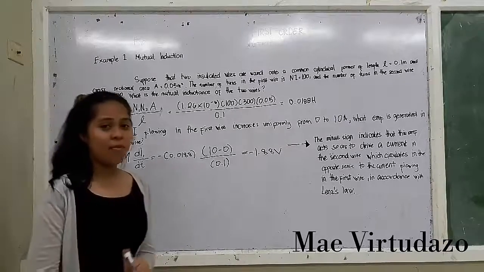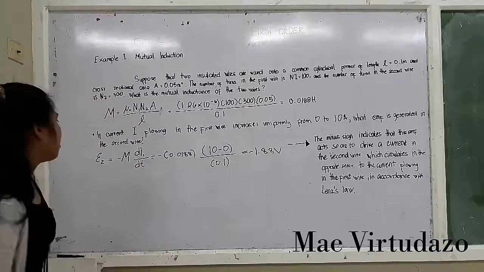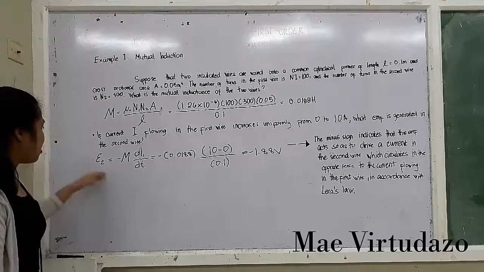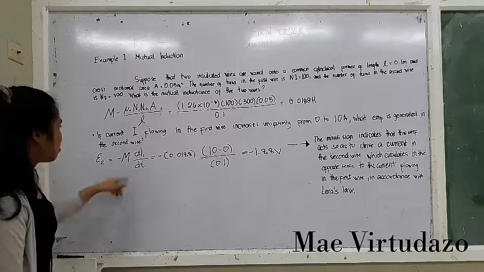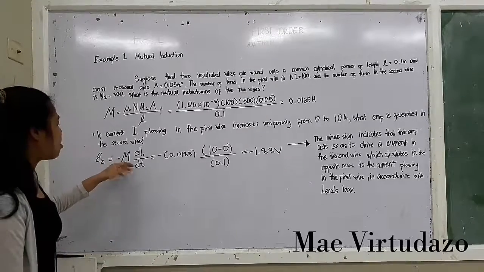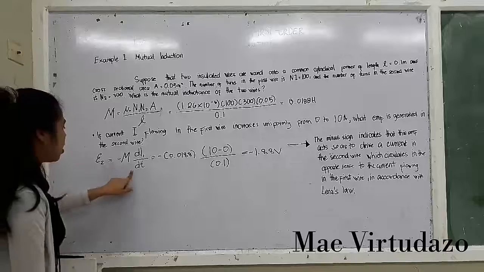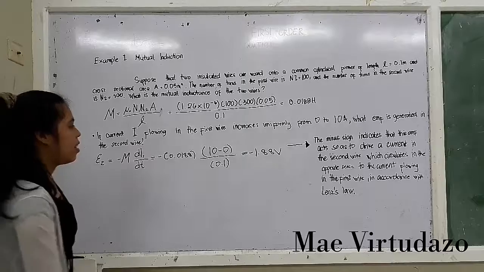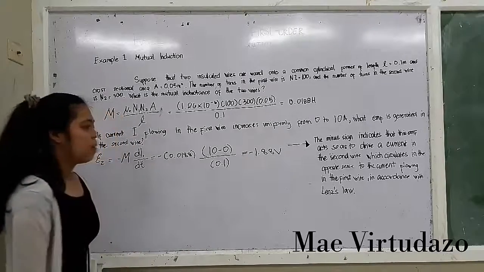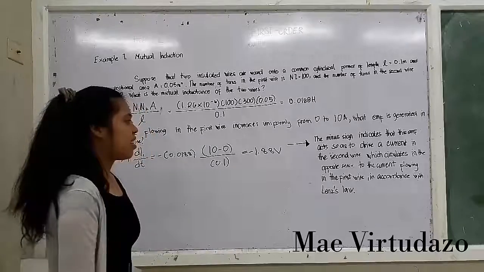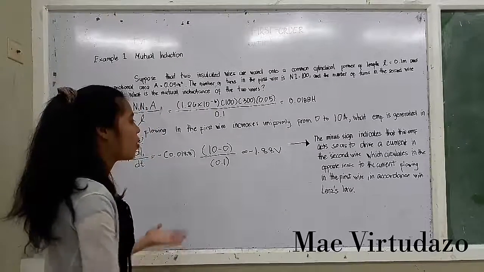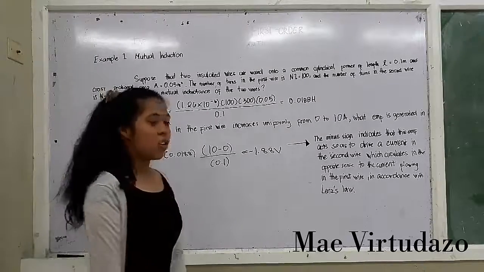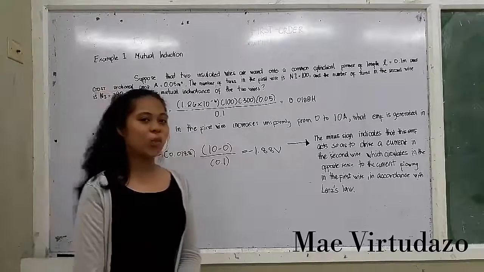The next question is, if current I flowing in the first wire increases uniformly from 0 to 10 A, what EMF is generated in the second wire? We have the following formula. The EMF generated in the second wire is equal to the negative of the inductance times the change of the current over the change of time. Plugging in the data, we will get negative 1.88 volts. Note that the minus sign indicates that this EMF acts to drive a current in the second wire which circulates in the opposite sense to the current flowing in the first wire, in accordance with Lenz's law.